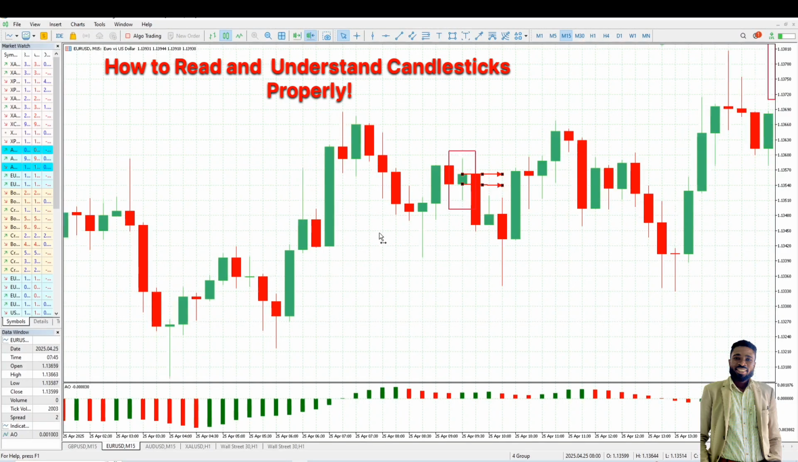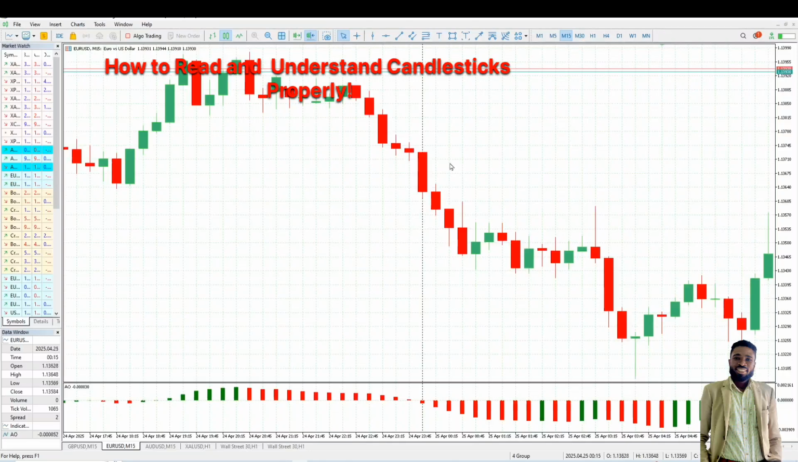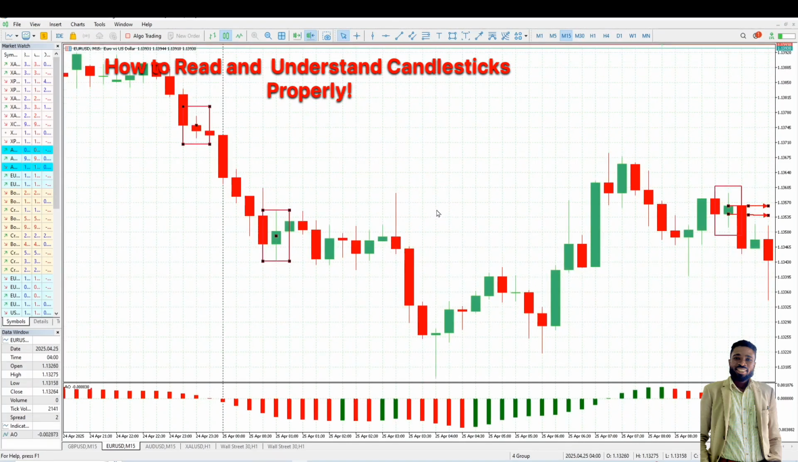Can we spot another doji candle? This is another doji candle. Have you seen? Which looks red. Another doji candle. Can you see? This was another one. You can also see another doji candle here. Can you see, guys? So this candlestick keeps repeating itself.